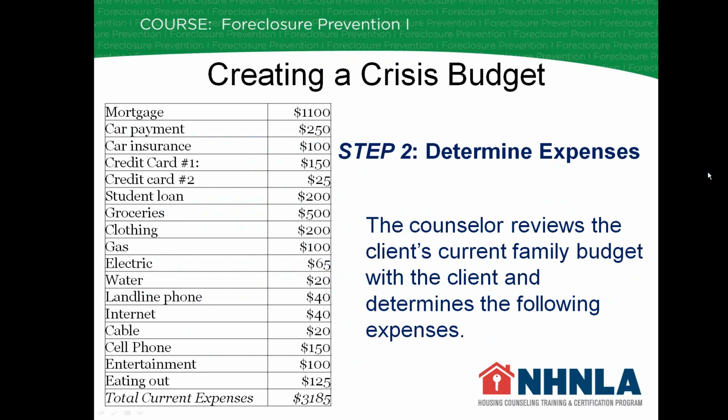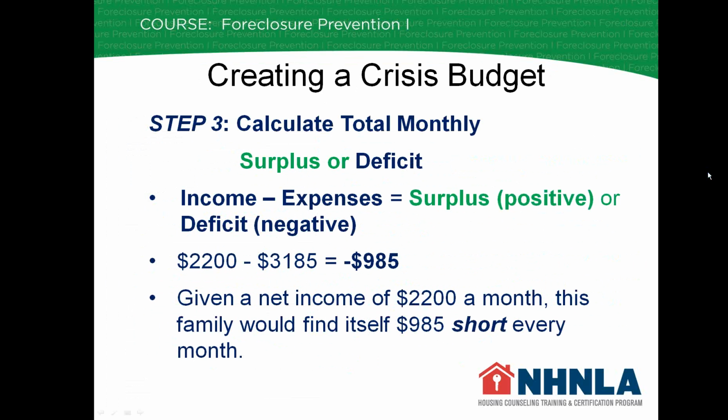Absolutely. The third step is let's calculate their surplus or their deficit. So again, in this case, since we've got $2,200 of income minus $3,185 of expenses, we're going to come up with a deficit of $985. So they're going to be short $985 every month. They can't live off that. And that's based on their current budget. So these are the steps we take to create a crisis budget.